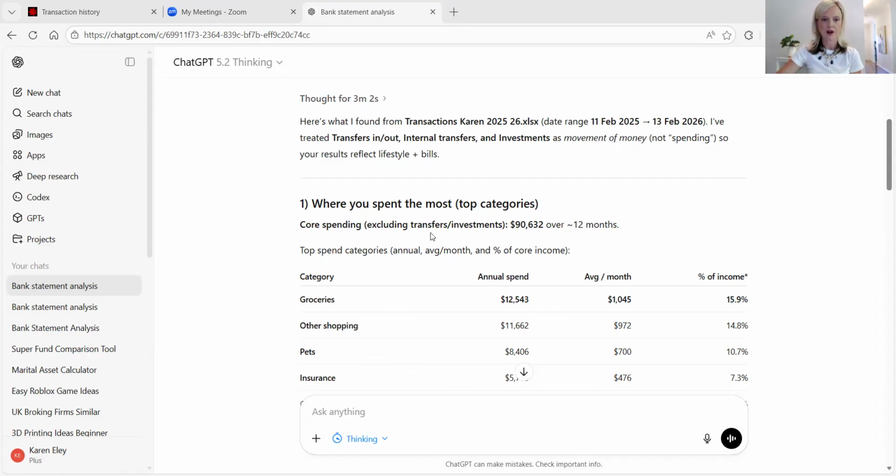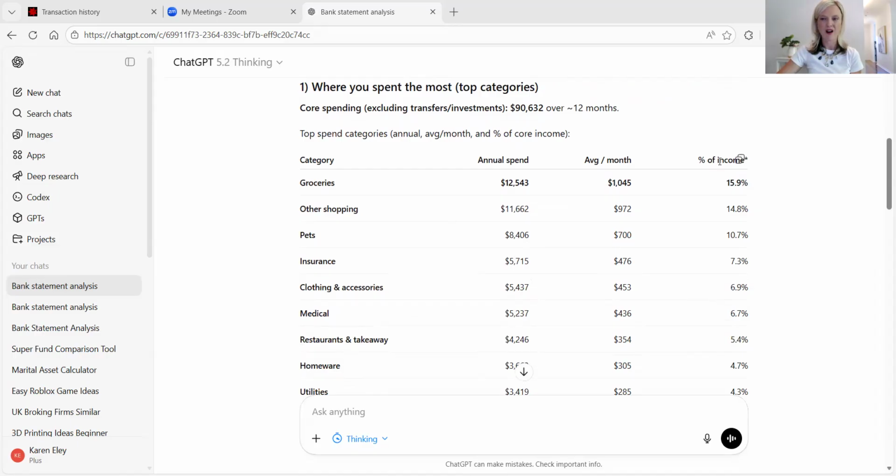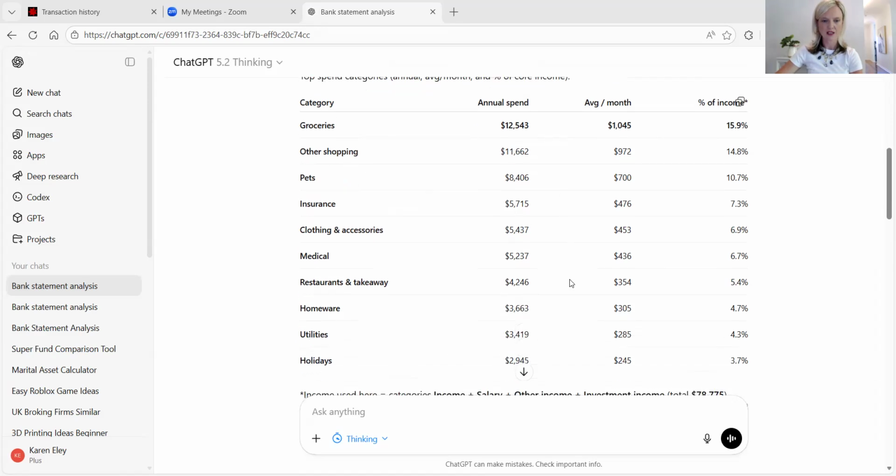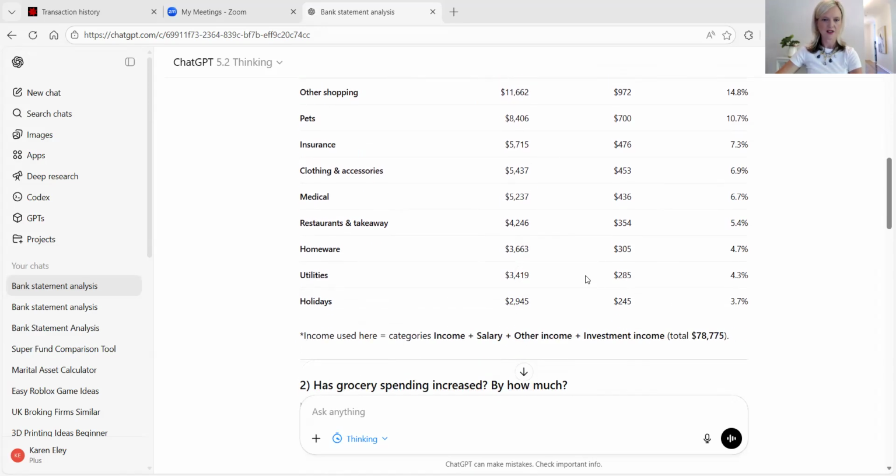So it's looking at my core spending. My highest outgoings is my groceries. No surprise there, I knew that would be. Other shopping or discretionary shopping, pets has come up quite high. And the reason for that, it's not normally that high. Both my teeth had to have dental surgery. So that's what most of that was, which I had to transfer from my emergency account to pay for that. So that's not normally in there. The other ones look pretty good.